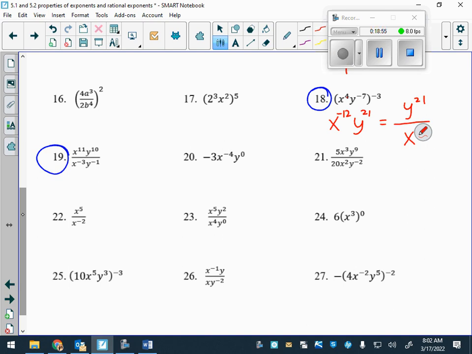And last but not least, number 19. Number 19, we see 2 negatives. Where do they go? Up. So we have, which again is correct on the board, we end up with x to the 14th times y to the 11th. Some mistakes that I've seen, people switch these two. Please do not do that. Only switch the negative exponent.